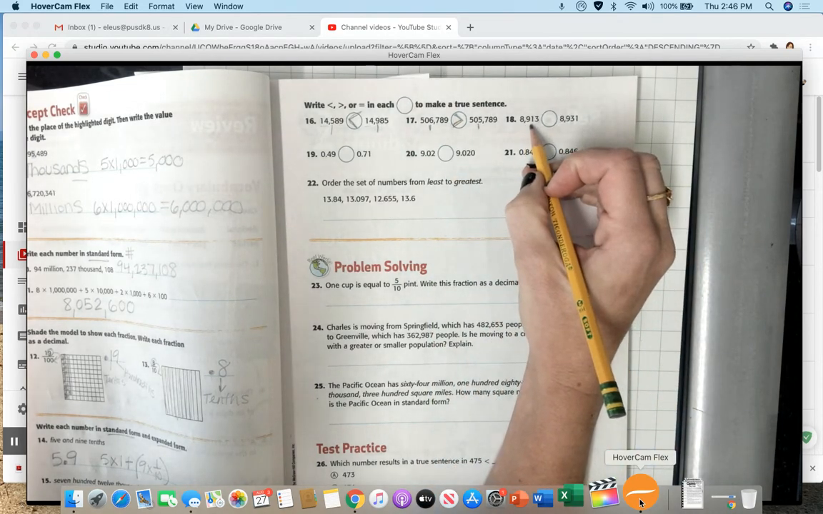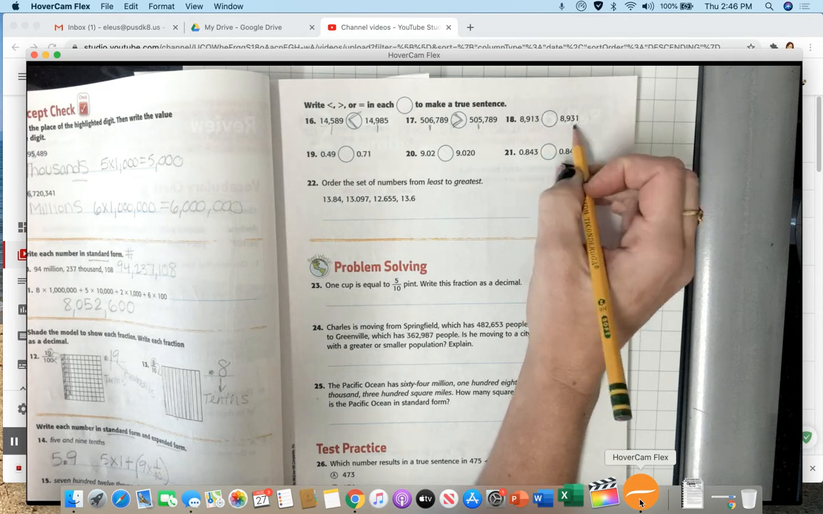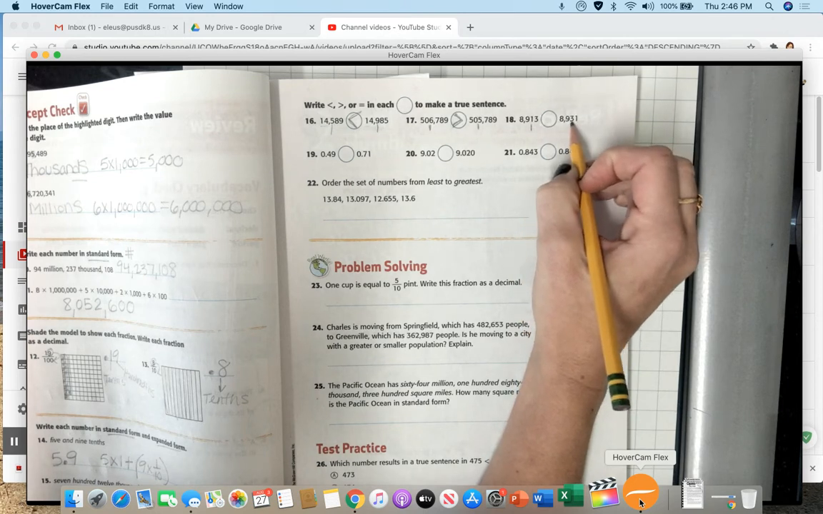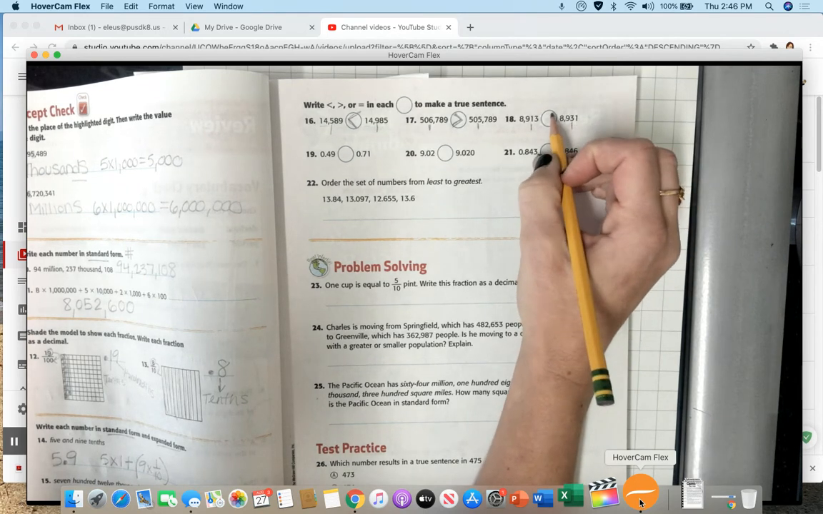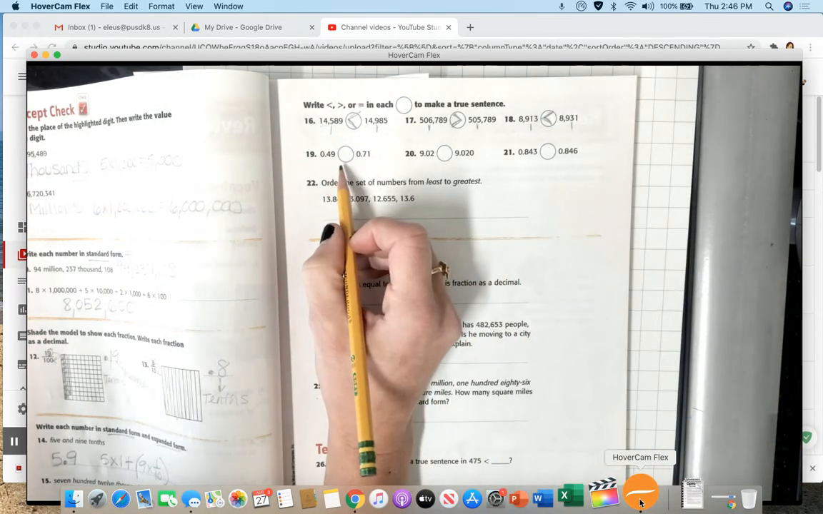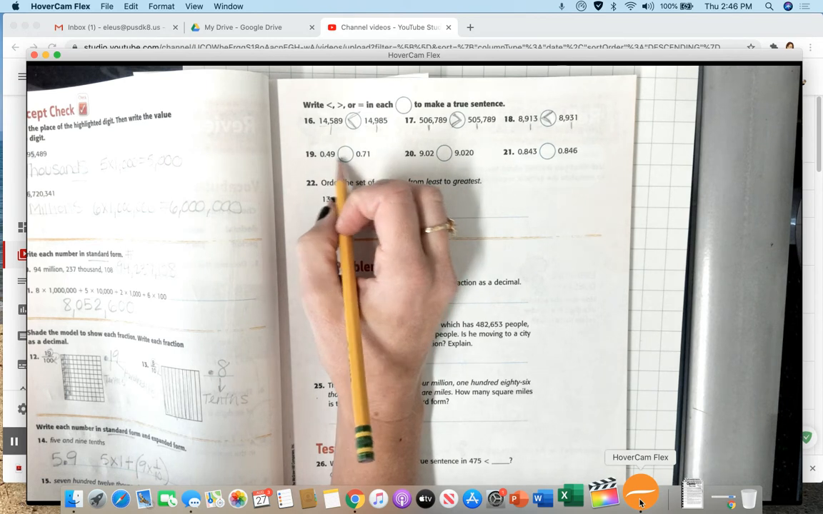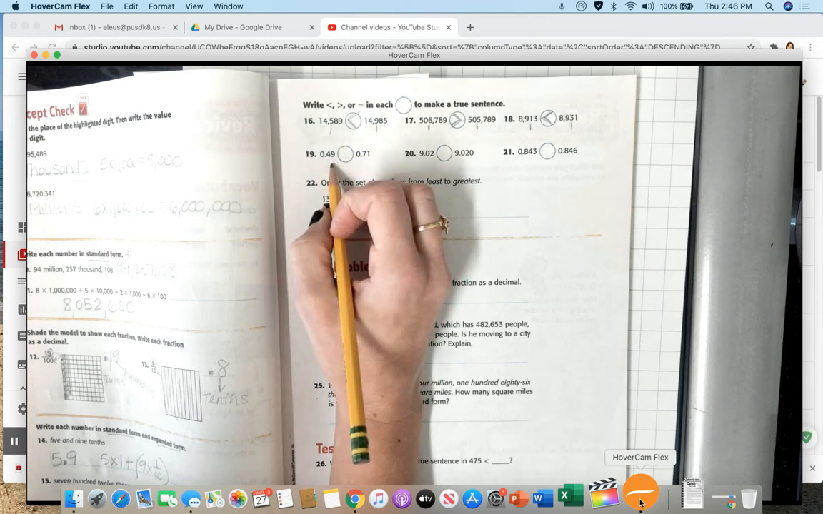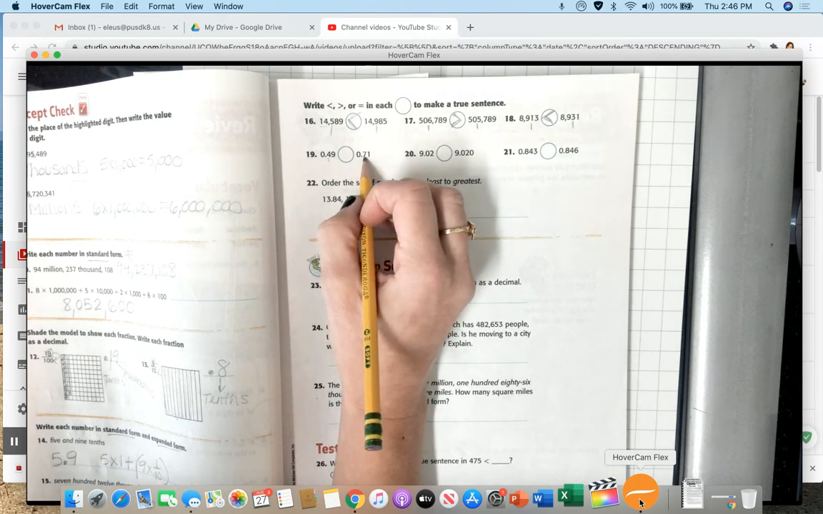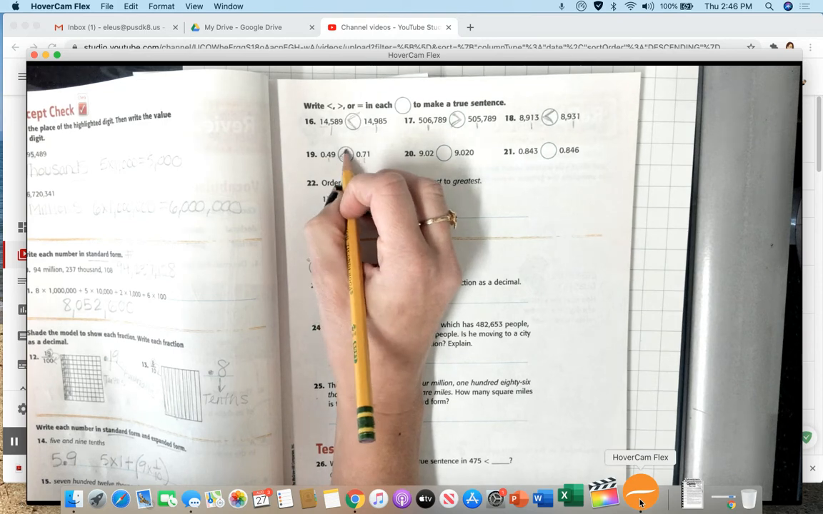8,913 is what compared to 8,931? These seem very similar, but notice that here in the tens place I have a 1, and over here I have a 3. 1 is smaller than 3, so it is smaller. Number 19. It's the same idea, so don't get confused when you see a decimal. We do the same steps. Here I have a 4 in the tens place, and over here I have a 7 in the tens place. 4 is smaller than 7, so we put our symbol.